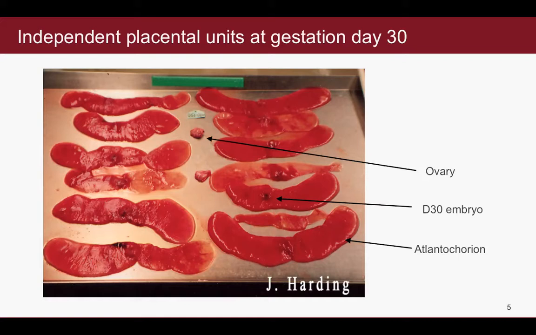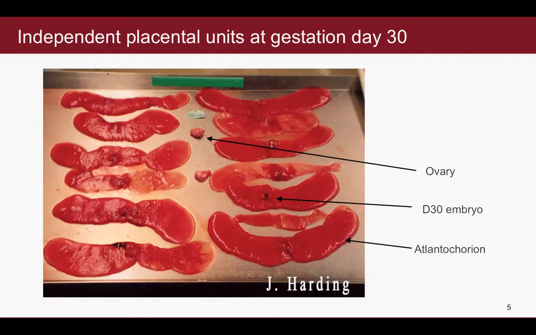This picture shows the placental units collected at gestation day 30 from a litter of 13. They are lined up on left and right, corresponding to the respective uterine horns, with the conceptae from the uterine tip at the top of the table and the conceptae positioned toward the uterine body at the base of the table. Each embryo has a discrete placenta, with the exception of identical twins, which occur rarely in pigs.